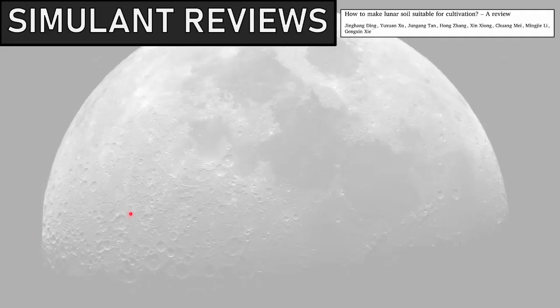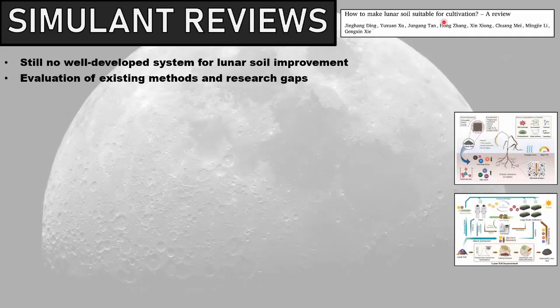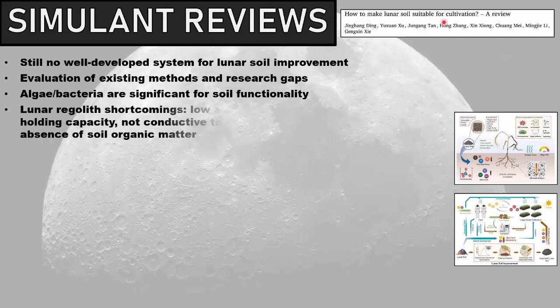The first one here is 2024, How to Make Lunar Soil Suitable for Cultivation. And so there's still no well-developed system for lunar soil improvement. And so this review evaluated existing methods and research gaps. One important point is that algae and bacteria are significant for soil functionality. So it's not just the plants and the regolith, it's also the microbiome.